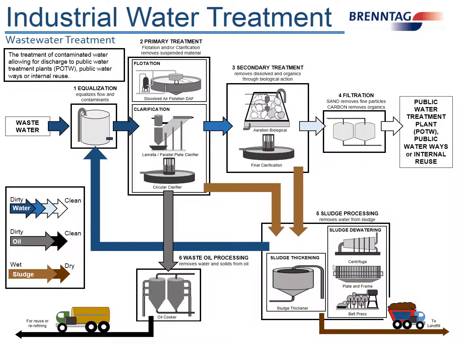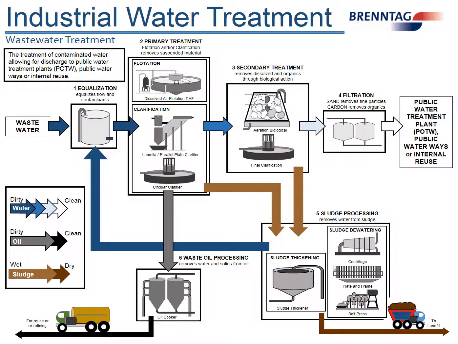Just to review, water from the process enters into equalization where the flows are equalized, then into primary treatment, either flotation or clarification, where the solids are removed, into secondary treatment, where biological action removes some of the dissolved material from the water, then potentially through some sort of filtration prior to discharge, either into a public wastewater treatment plant, a river, or reuse into the facility.